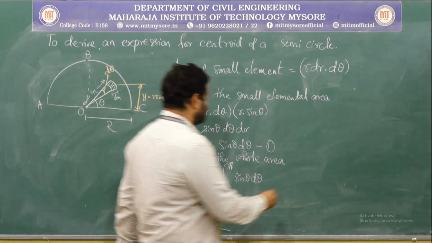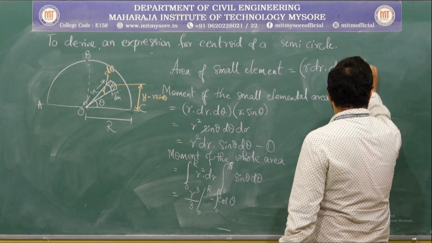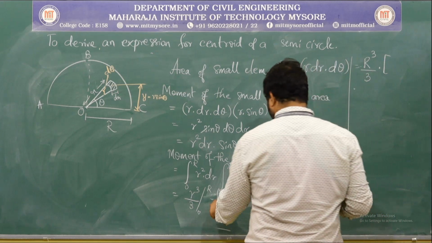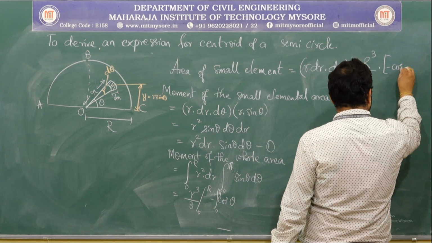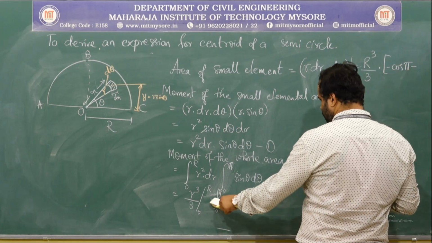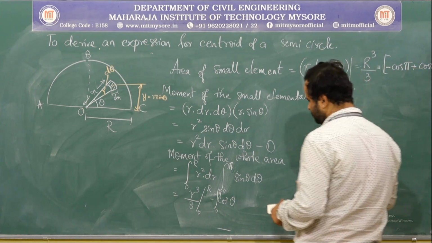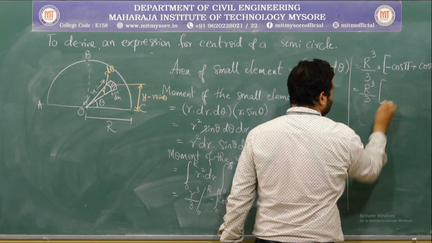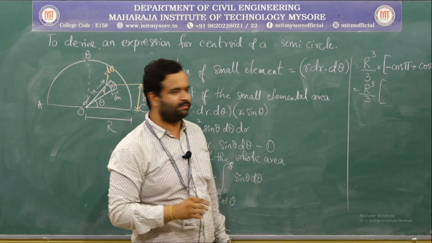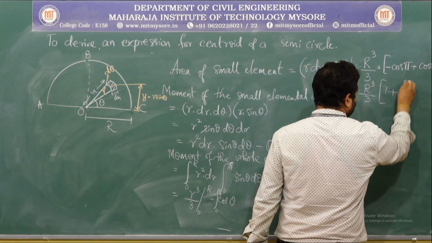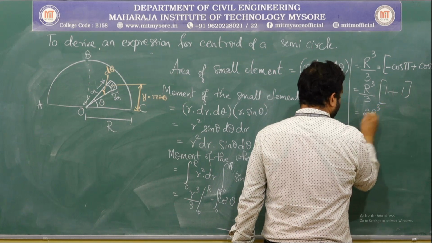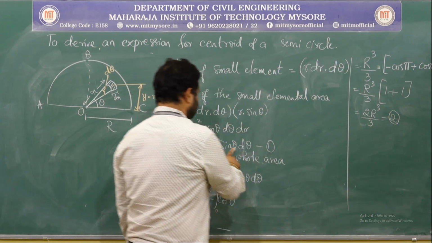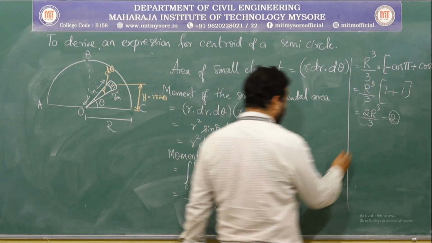Now, if you substitute this, capital R cube by 3 into, the upper limit is minus cos pi, minus of minus cos 0, which is nothing but R cube by 3 into minus cos pi, that is minus into minus 1 is plus 1, and cos 0 is also 1, which is nothing but 2R cube by 3. This is equation number 2. Now let us write the moment of the entire area.